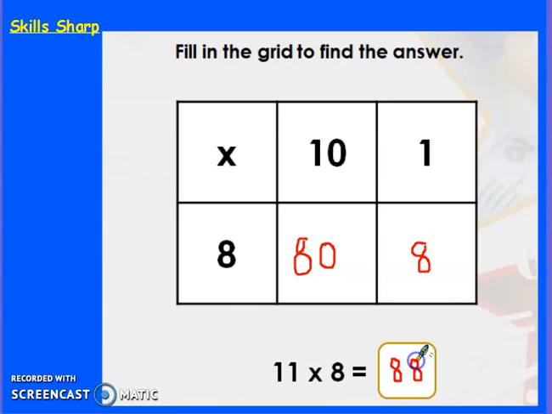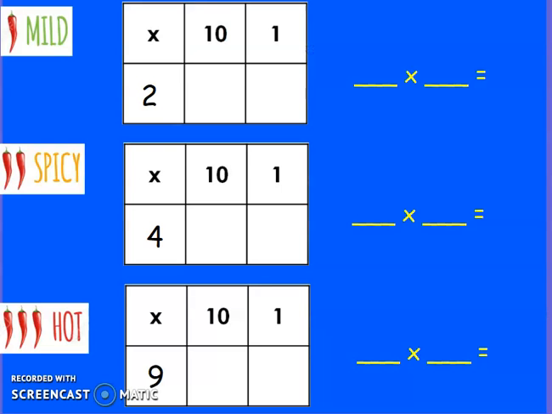We practiced our 11 times table yesterday, so I'm hoping you could have done that in your head. I wanted to show you this method just in case. Next, you'll see three challenges for you to have a go at: 11 times 2, 11 times 4 and 11 times 9. Pause the video, have a go in your home learning maths book and press play when you're ready to go through the answers.